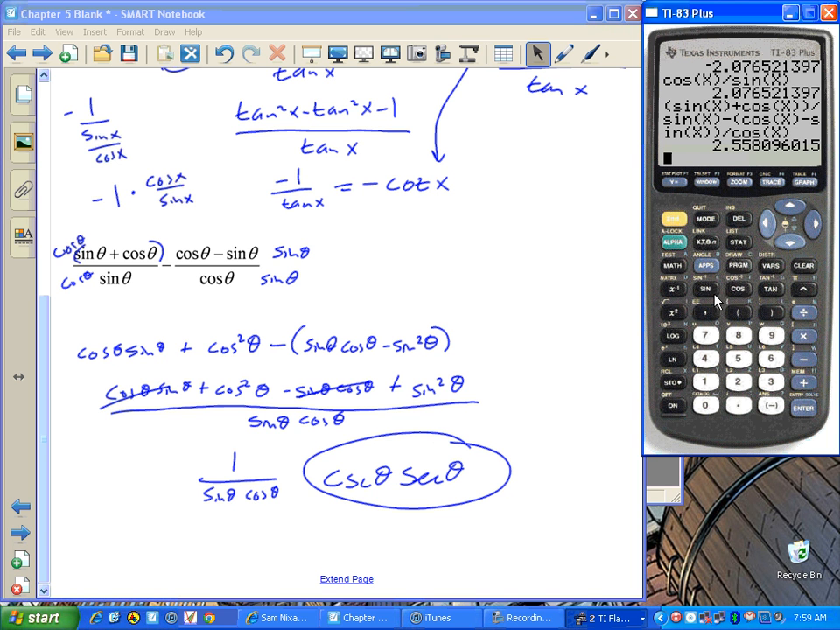Let's see if that's the same as cosecant times secant. So I'm going to take 1 divided by sine of x. Divide just means I'm putting it on the bottom. So 1 is the only thing that's going to show up in the numerator. If you don't like it this way, we could say, okay, times 1 divided by cosine x, if that's a little more clear. I get the same answer. So now I'm confident that I've simplified it the right way.